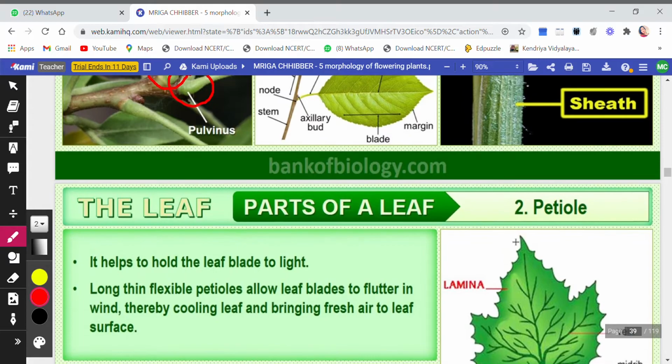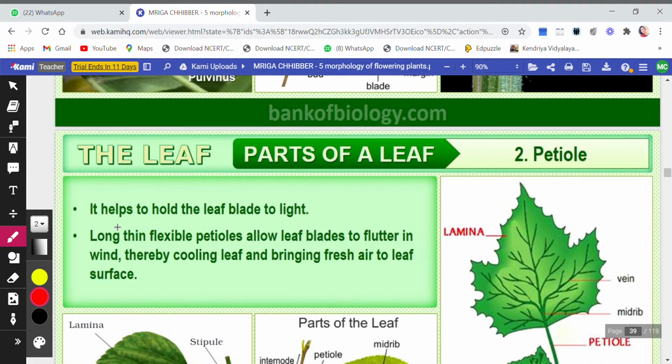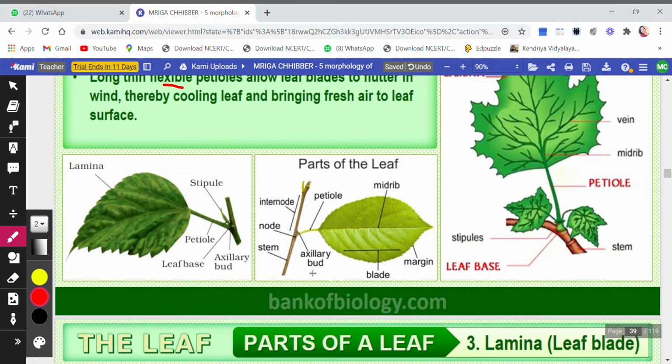The second part is petiole. It helps to hold the leaf blade to the light. Long, thin, flexible petioles allow the leaf blades to flutter, that is, the leaves that move in the wind, thereby cooling the leaf and bringing fresh air to the leaf surface. So this is quite easy.